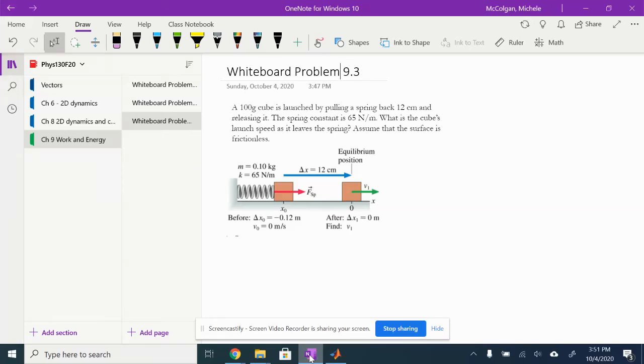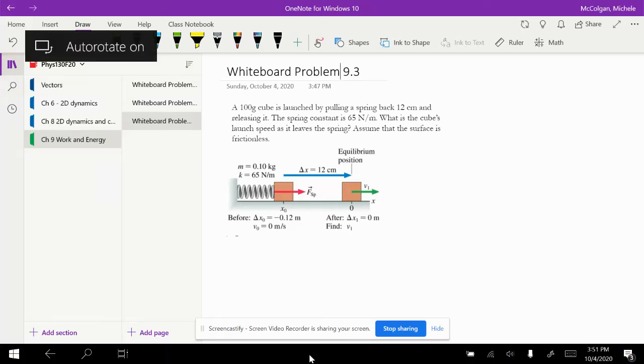Okay, so this problem is about a block being launched by a spring. We've got a 100 gram cube. It's launched by pulling a spring back 12 centimeters and released. The spring constant is 65 newtons per meter. And so what is this cube's launch speed?